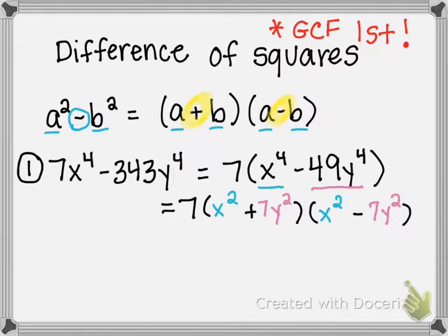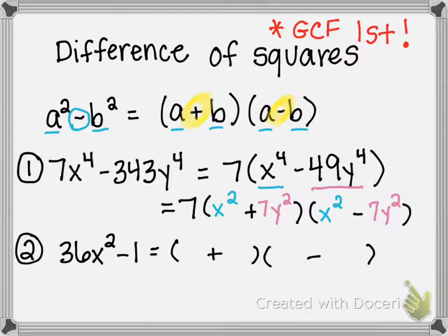Alright, so just one more final example to make sure that we are all on the same page. There may not always be a GCF, but you should always check for one. So let's say I have 36x squared minus 1. With 36x squared minus 1, I have 36 is a perfect square, x squared is a perfect square, and 1 is also a perfect square. So I have that subtraction, so I should be able to do a plus and a minus.